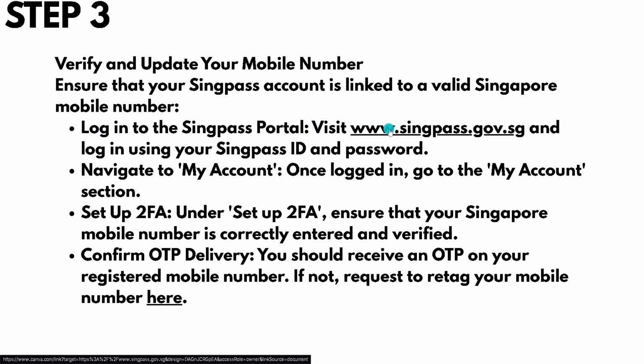Visit www.singpass.gov.sg and log in using your SingPass ID and password. Navigate to My Account. Once logged in, go to the My Account section. Then Set Up 2FA. Under Set Up 2FA, ensure that your Singapore mobile number is correctly entered and verified.